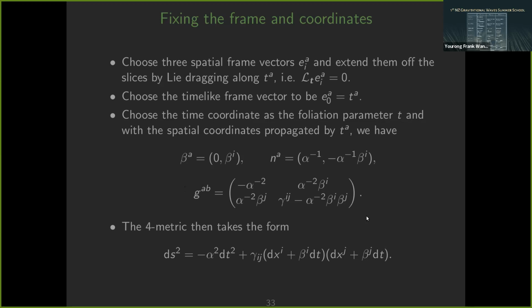That gives us a way to write these things down in concrete indices, which I label with i and j, and you get the following expressions. In particular, you can see that the shift is really tangential to the time slices, orthogonal to the time direction. And then we get that the 4 metric with this gauge gives us the following form.